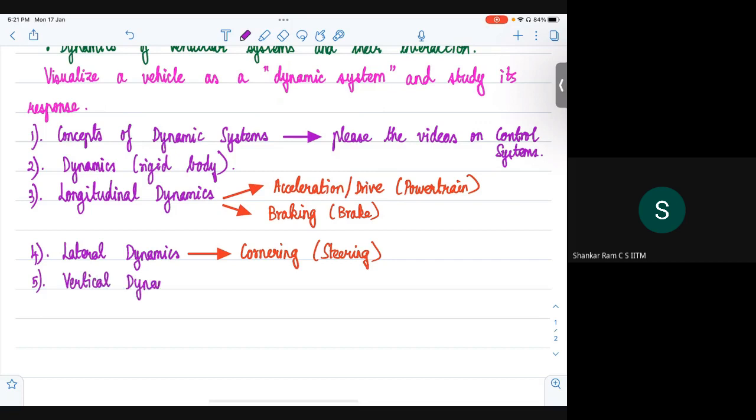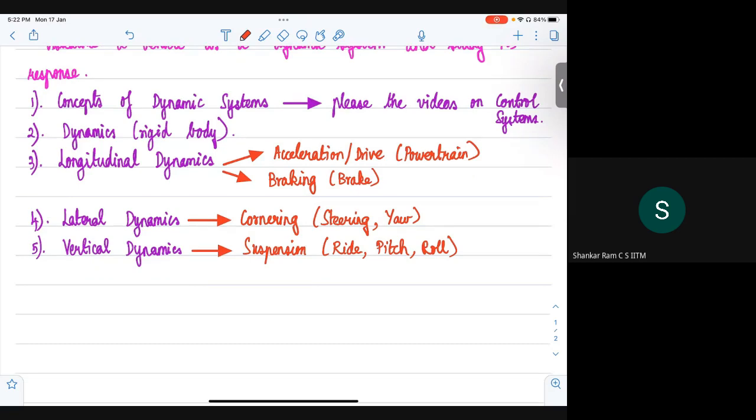So where we look at suspension response, we are essentially going to look at ride and roll, your pitch and roll. So that's what we are going to look at. When we look at lateral dynamics, we are essentially going to look at steering and yaw dynamics, so we can also call it yaw dynamics. When we look at vertical dynamics, we are going to look at suspension. We look at models that will help us analyze ride, pitch, and roll motions. That's something which we will be doing as part of this particular course.